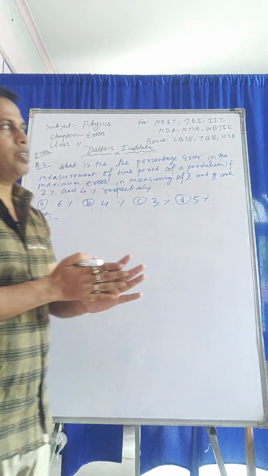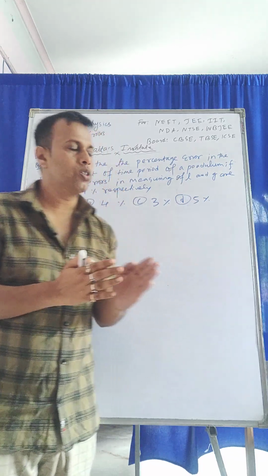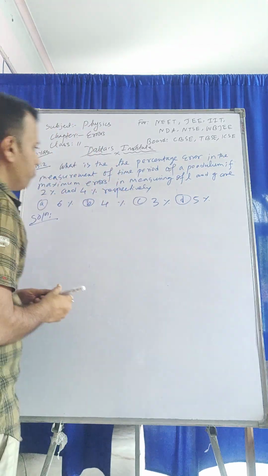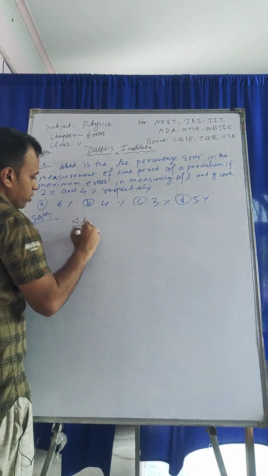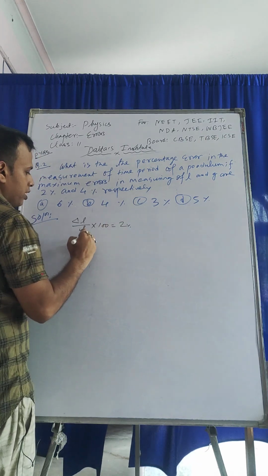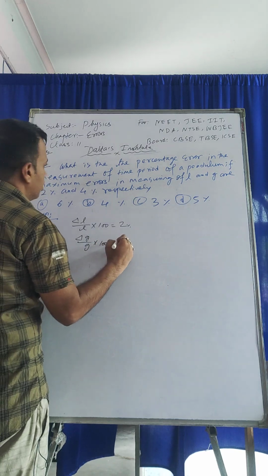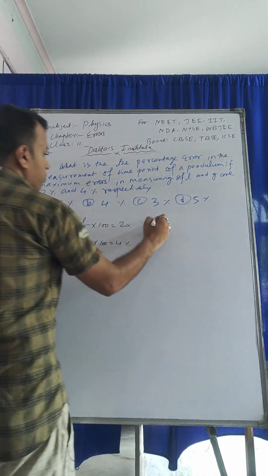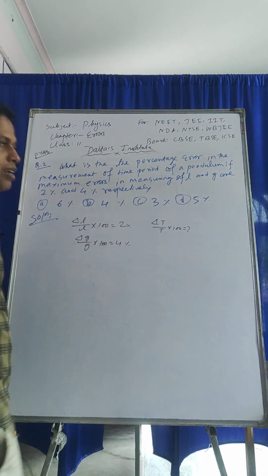Before that, when you go to solve numericals in physics, you have to understand what data is given in the question and what they ask you to find out. First, they gave the percentage error in length, which is 2%, and the percentage error in g is 4%. Now we have to find out del T by T into 100, that is, the percentage error in time period.